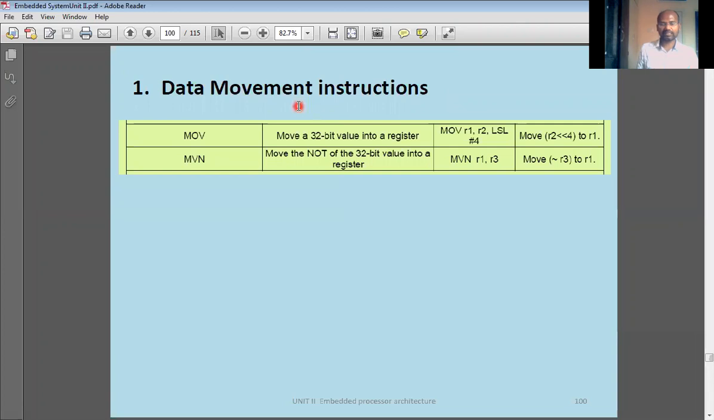All the operations offered by the barrel shifter can be applied to the second operand. We cannot apply those barrel shifting instructions to the first operand because the first operand directly enters the ALU, whereas the second operand passes through the barrel shifter. So barrel shifting operations are valid only for ALU operations, meaning data processing instructions.